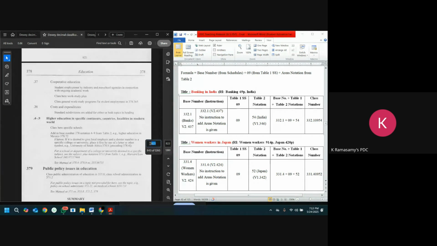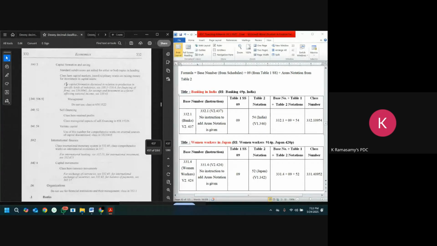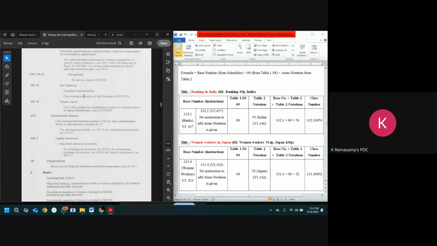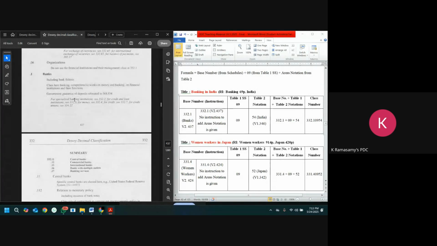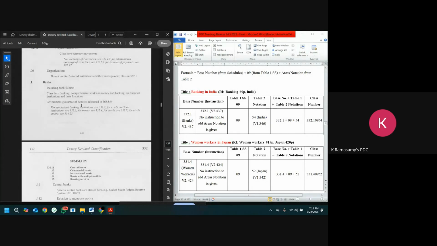So I'll go to banking. What is the number for banking here? 332 is the base number. 0.1 stands for bank. Okay. I just went and looked under 0.1, there is no instruction for adding any standard subdivision, any area, no information. So when there is no instruction to add area number, absolutely no problem.